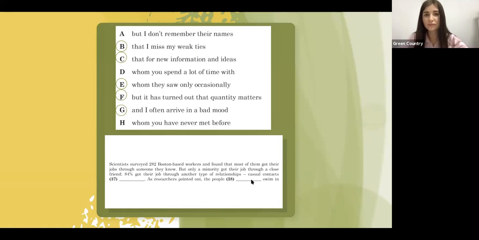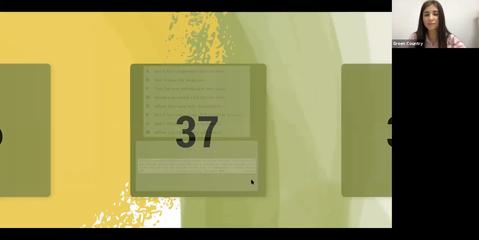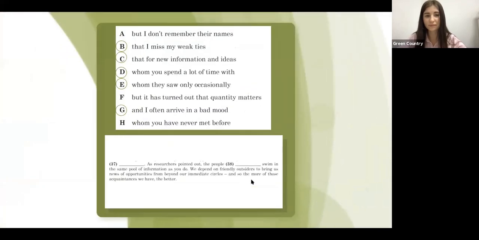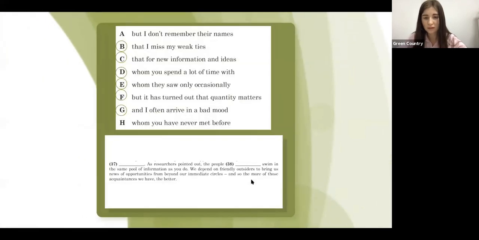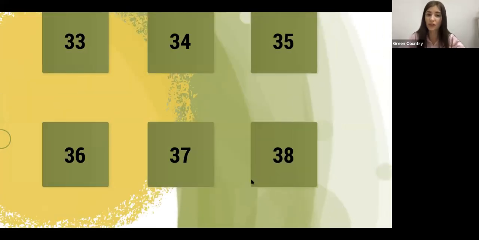So you're right. It's whom you have never met before. People whom you have never met before swim in the same pool of information as you do. As you can see, in the end, we have this part, as you do. It means that even though you don't know these people and you didn't even see them before, they also have the same source of information or the same knowledge. Here, the structure is very logical.